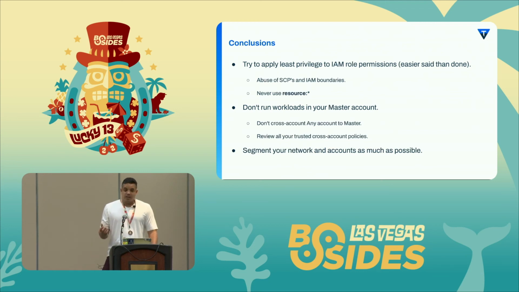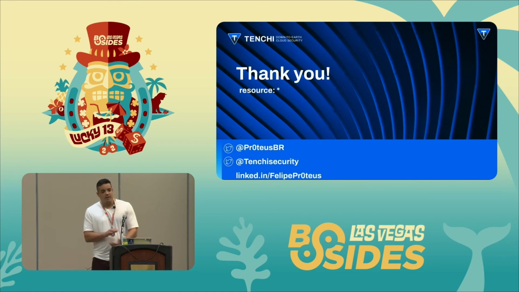Another thing is don't run local workloads in your master account. Your master account in AWS Organizations should be empty as much as possible. Don't cross any account to the master. So in that case of the CI/CD, when there is a connection between the CI/CD and the dev back to the CI/CD, if you do this kind of thing, you're allowing privilege escalation. You're allowing lateral movements. Always review all your trusted cross-account policies. And for sure, segment your network and accounts as much as possible. So, thank you guys. That's all I have for you today.